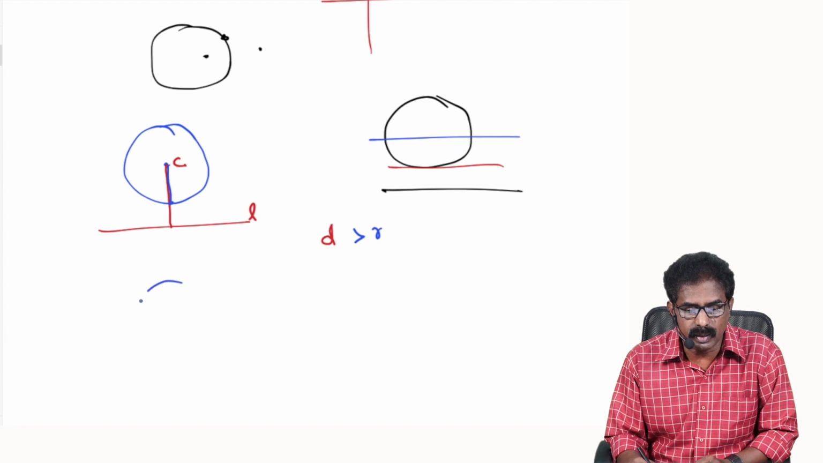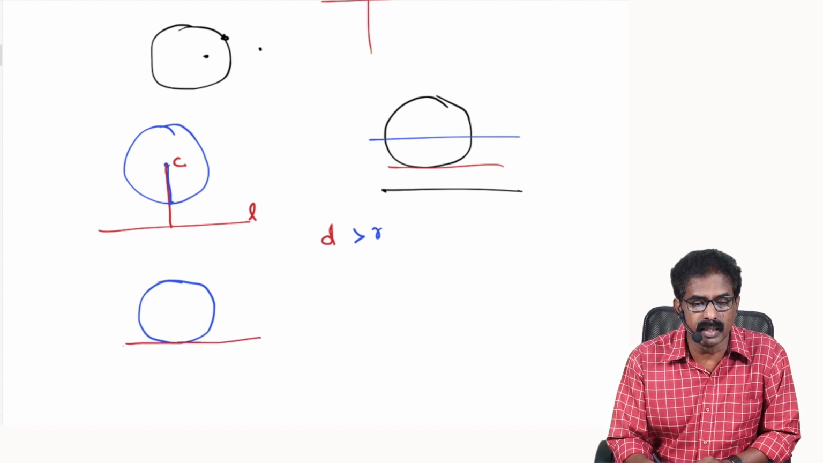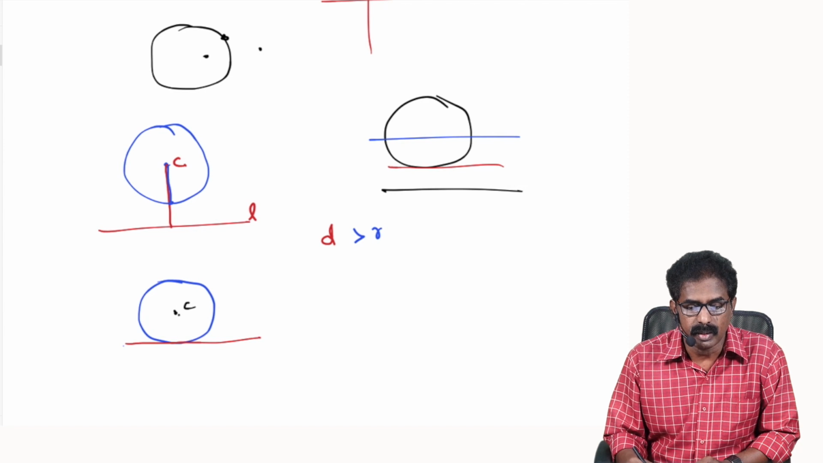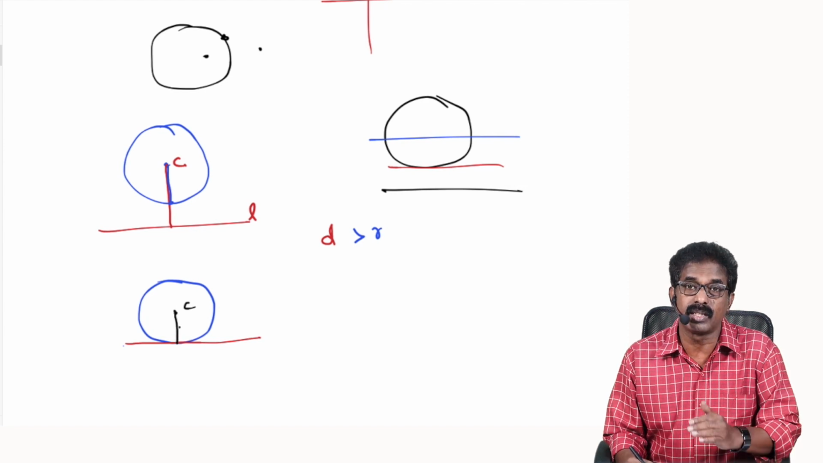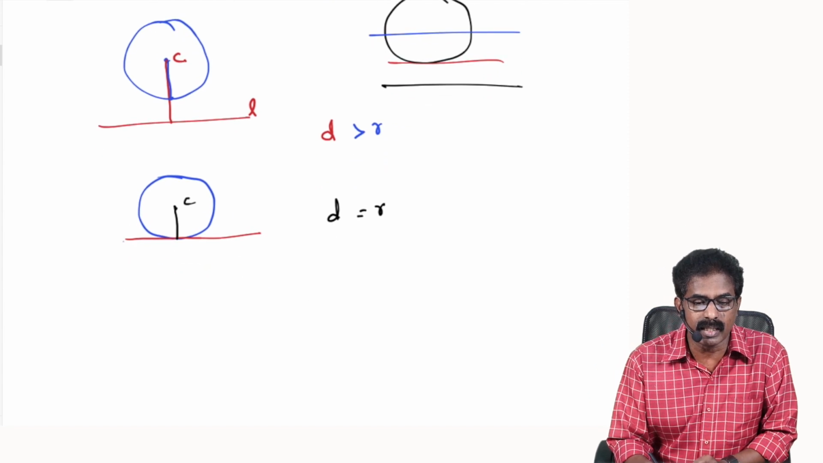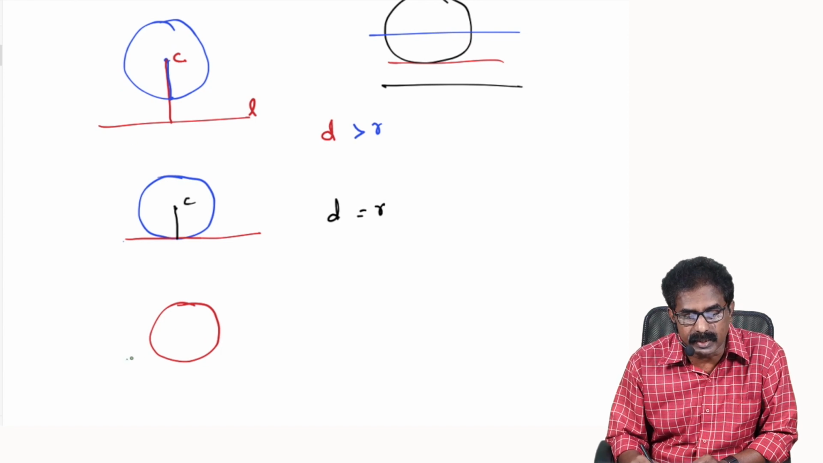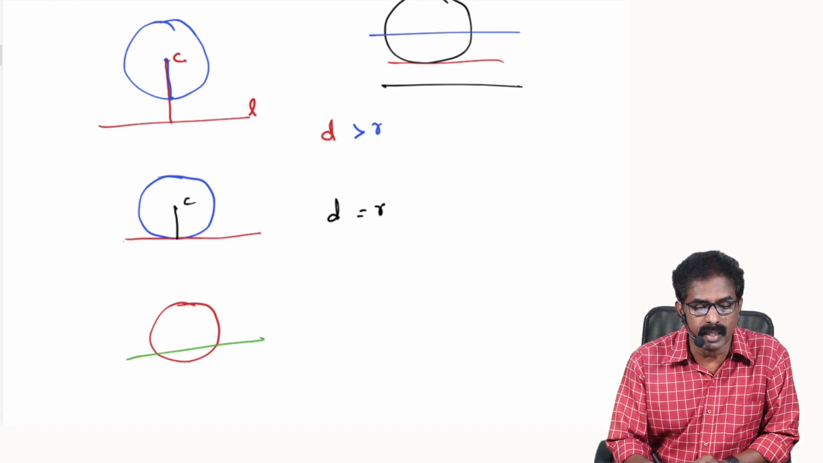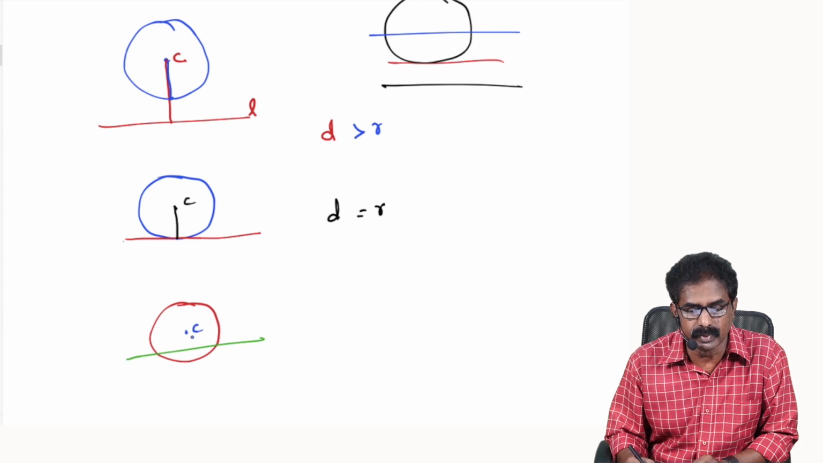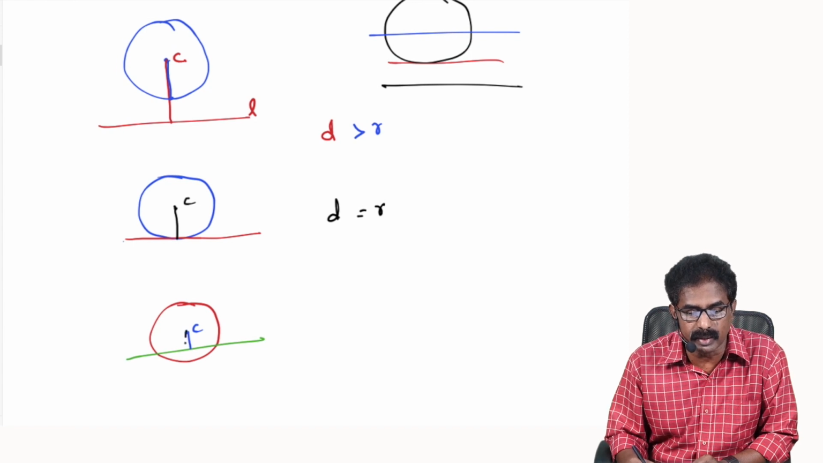Suppose this is the circle and this is the line touching it. Say this is the center. The distance from the center to the line and the radius both are equal. Now we take another very important case. Say a circle is given. Suppose the line intersects the circle at 2 points. Say this is the center. So this is the distance, but the radius is the bigger one, right? This is the radius.